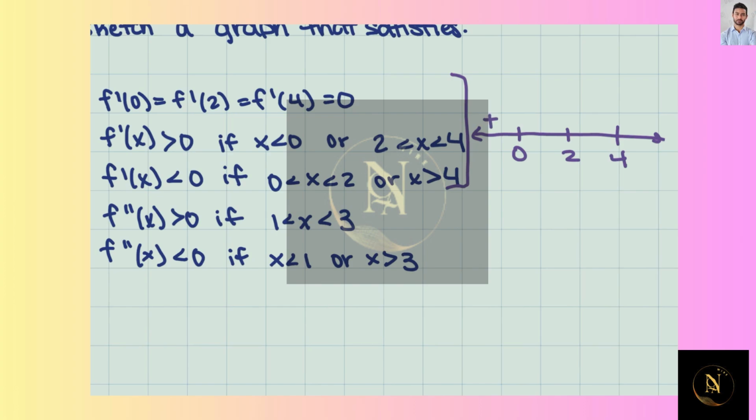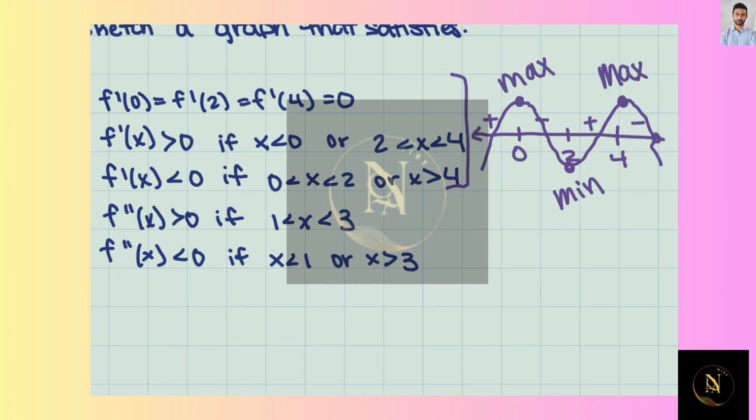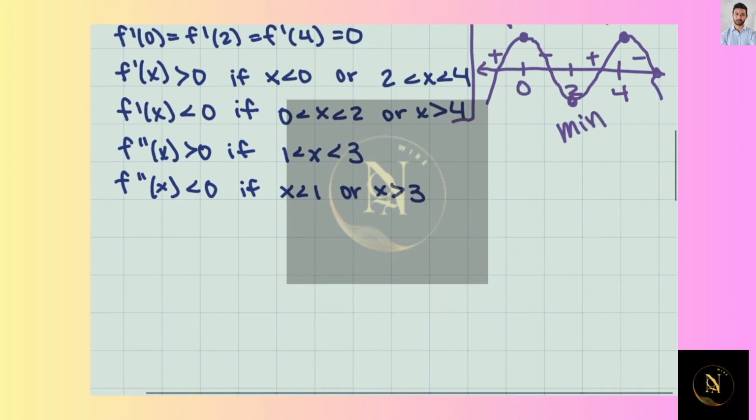It tells us that our first derivative is greater than 0, so positive, when x is less than 0, or between 2 and 4, which is right here. So those are the areas where our first derivative is positive. And then our first derivative is negative between 0 and 2, and when x is greater than 4. So this tells us that our function is increasing where it's positive, and then it decreases where it's negative, and then increases and decreases. So we can see we're going to have a maximum at 0, a minimum at 2, and a maximum at 4. That gives us a good amount of information.